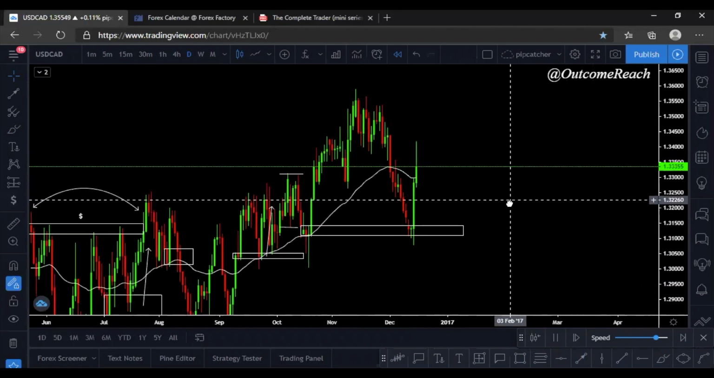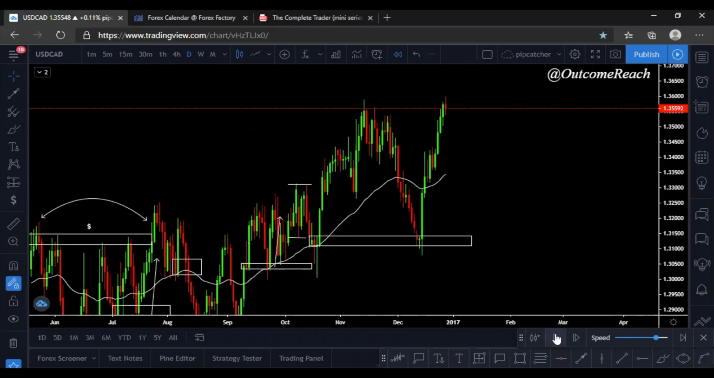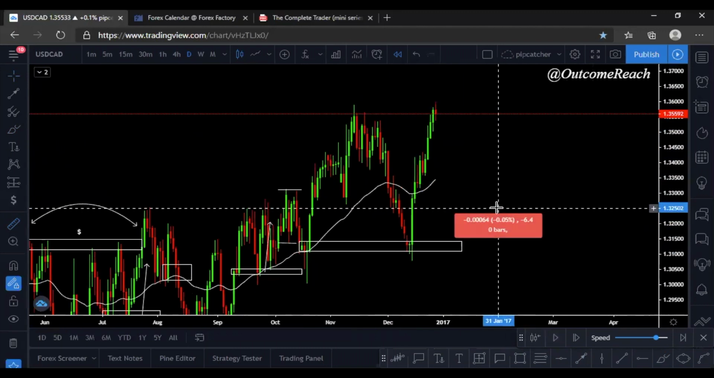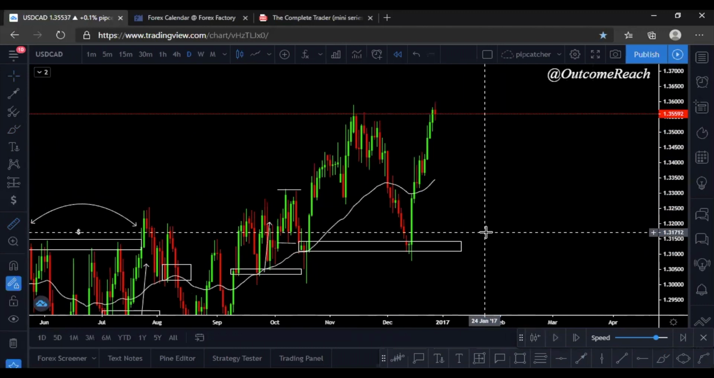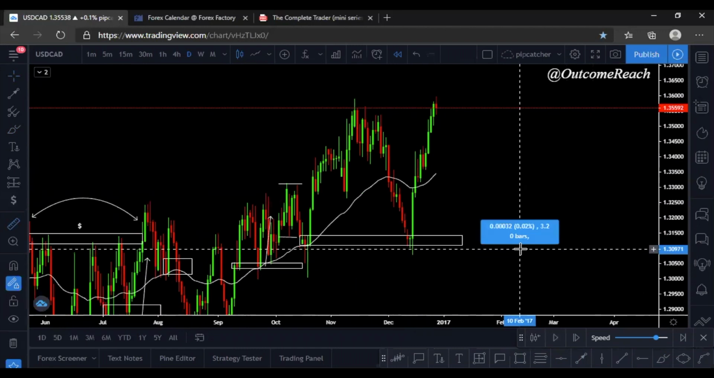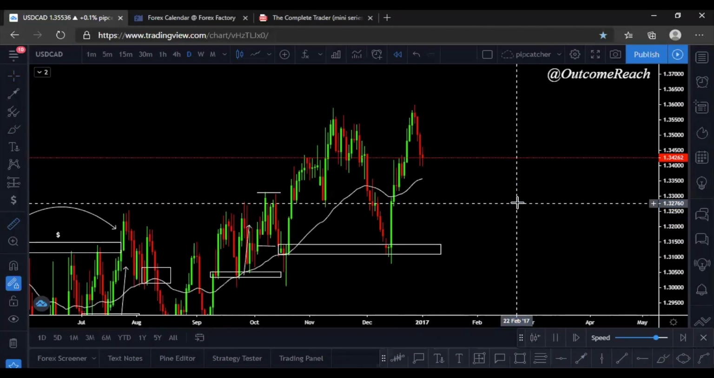But let me see what reaction we get. Holy, all right. Well, wow, quick pips, man. All right, so 450 plus pips. TP would have been smacked. Take profit at the high. Wow, beautiful trade, to be honest.